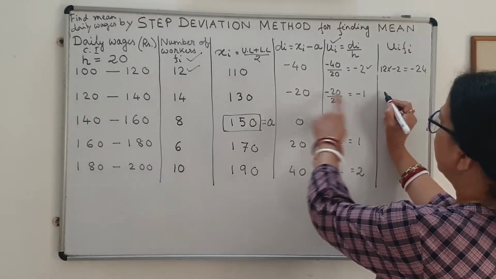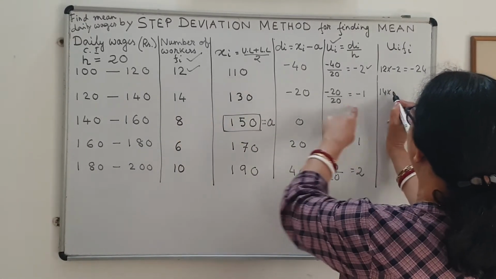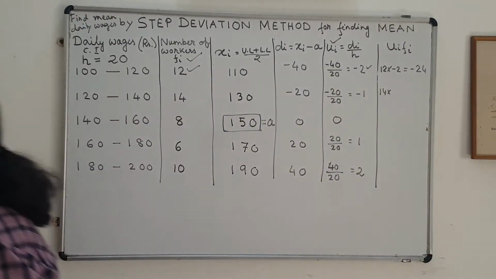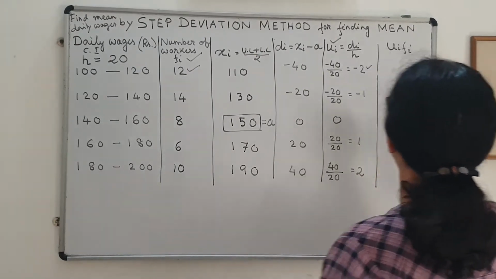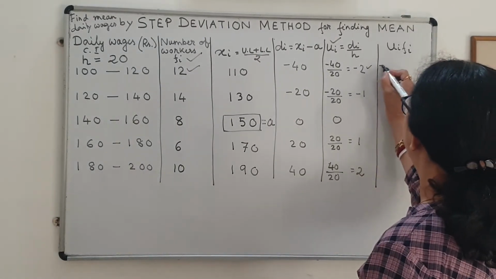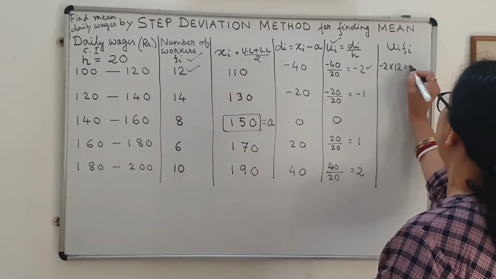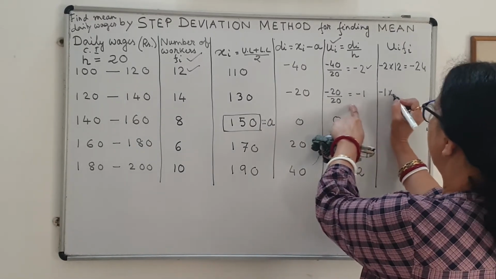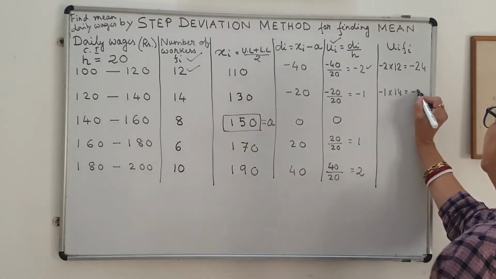The next value is your Fi is 14. So 14 into minus 1. Let me write in the proper order, so there should not be any confusion actually. What is Ui is minus 2 and Fi is 12, so it is minus 24. The next Ui is minus 1 and its corresponding frequency is 14, so it is minus 14.